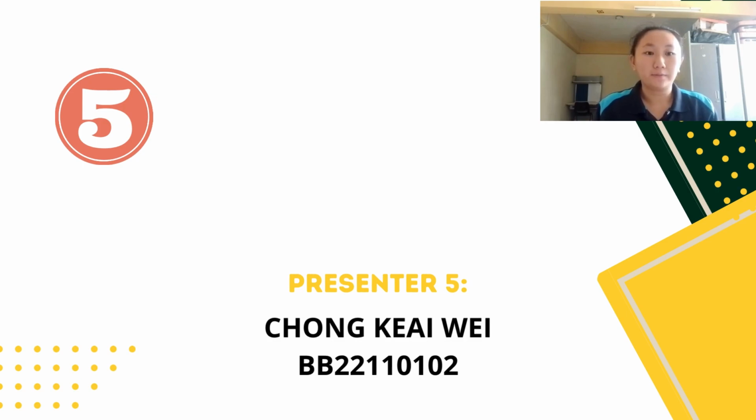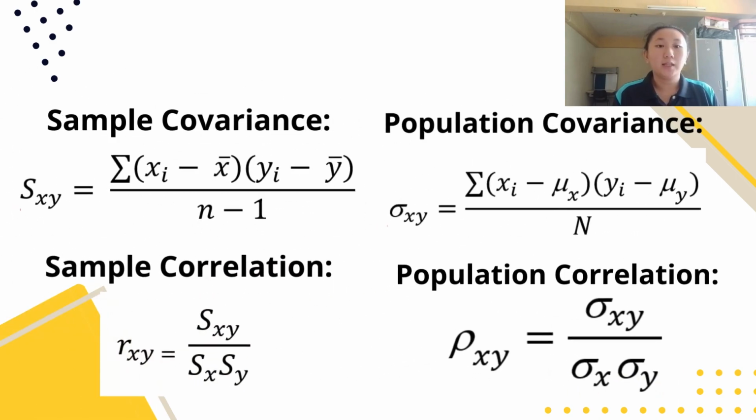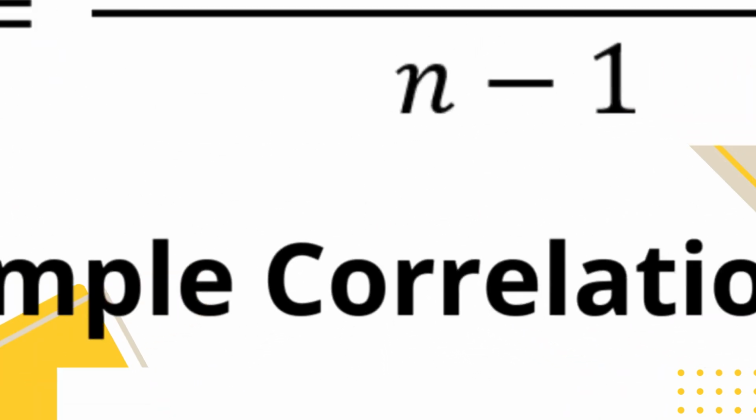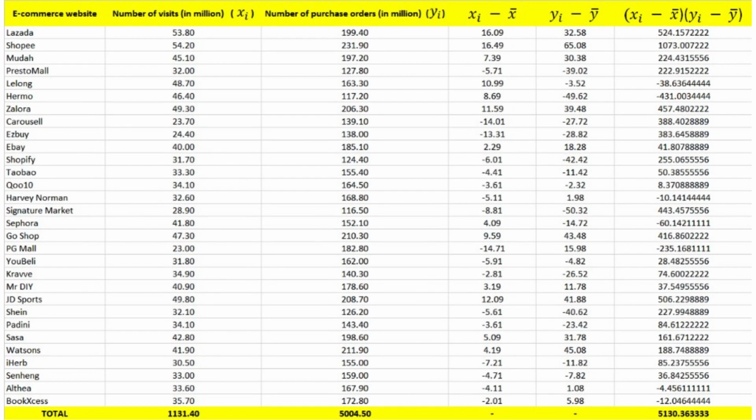I'm here to present Part 5: calculate and interpret the measure of association between the two metrics. There are two kinds of formulas to calculate covariance and correlation, which are using sample or population. In this case, I'm using the sample formula to calculate both covariance and correlation, as the question mentioned the collected data on a sample of 30 e-commerce companies in Malaysia.